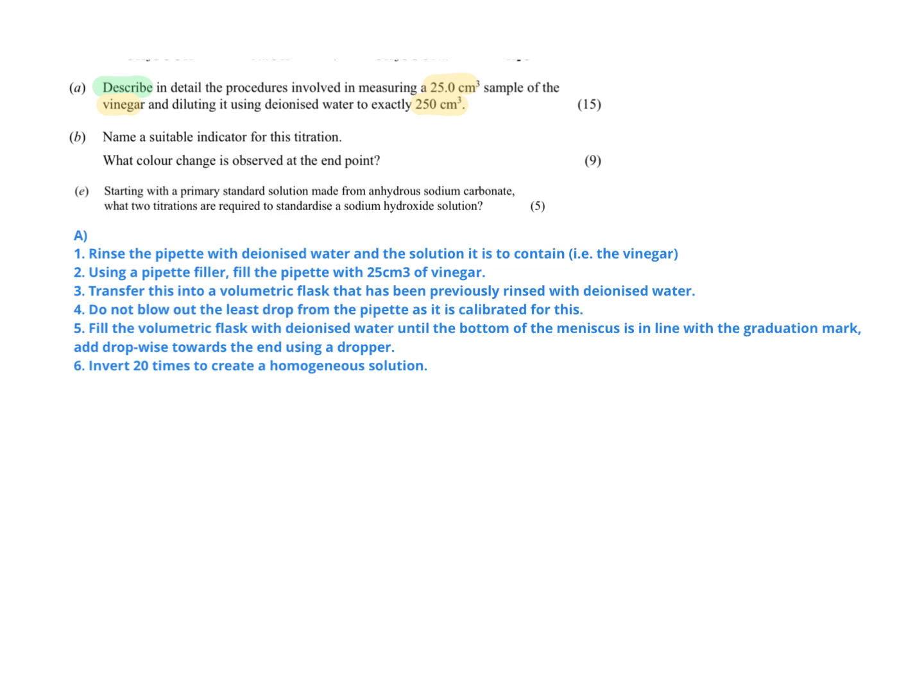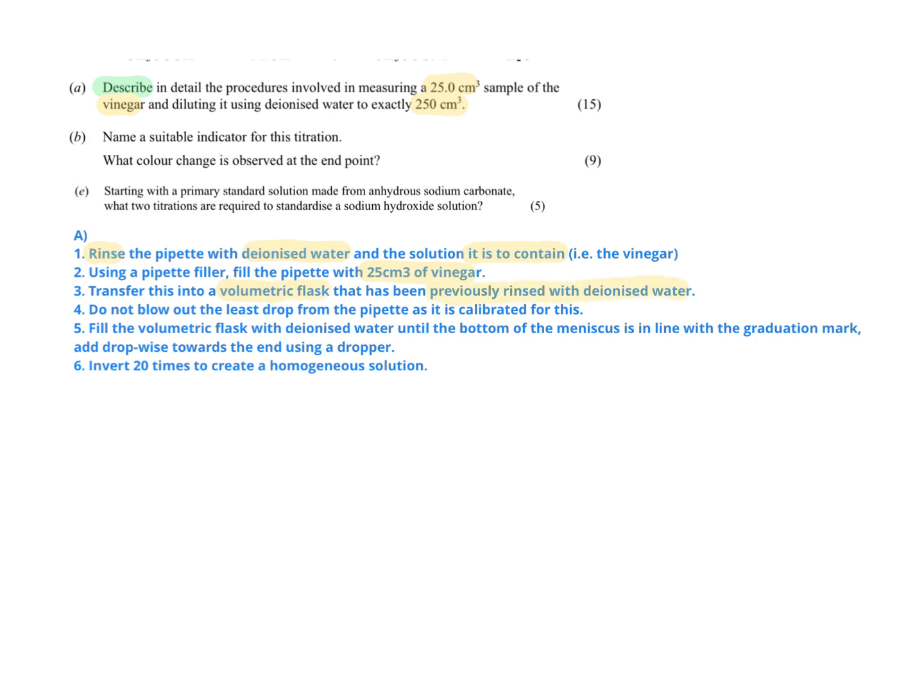So the first thing that you need to do is you need to rinse the pipette with deionised water and the solution that it is to contain. So that helps to maintain the concentration of the vinegar so that it's not diluted from the outset. To do this, you would use a pipette filler to fill your pipette with your 25 centimetres cubed of your vinegar solution. Next, you will transfer this 25 centimetres cubed from your pipette into a volumetric flask that has been previously rinsed with deionised water.